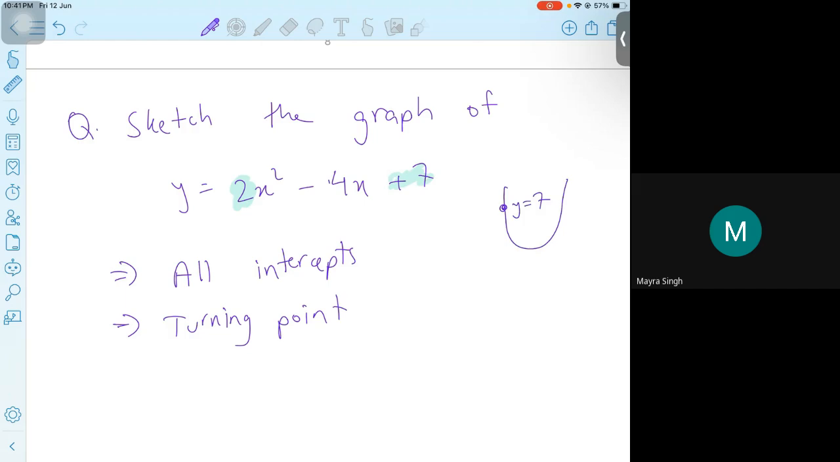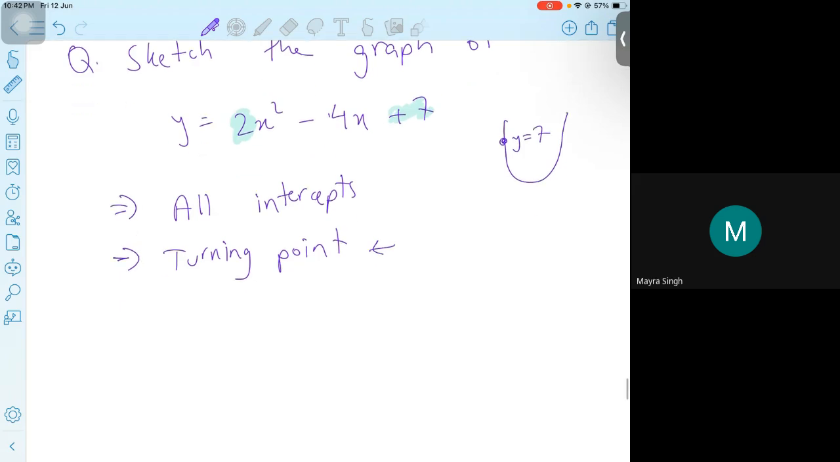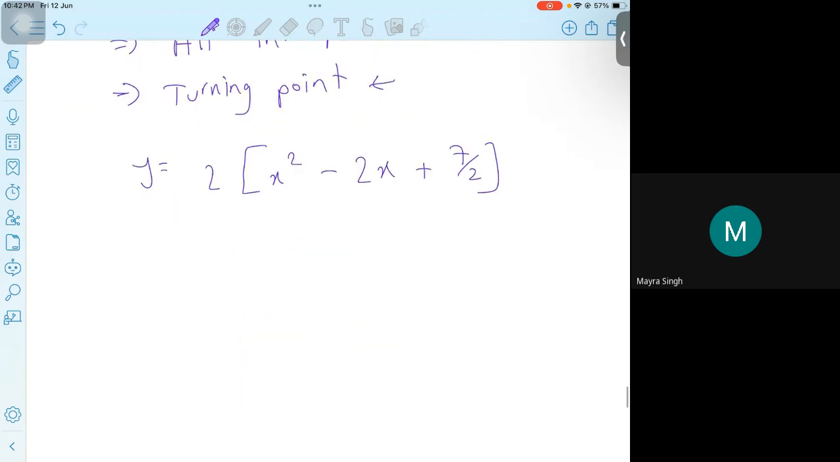One other thing you must know is the turning point. The problem is we can't find a turning point from the standard form of the equation. For the turning point, we must use the vertex form. So we must now convert this equation into the vertex form. We are left with y is equal to 2 x squared minus 2x plus 7 over 2. Then you get y is equal to 2 times x squared minus 2x. We are supposed to have this and add the square and subtract the square. So we have plus 1 squared minus 1 squared plus 7 over 2.